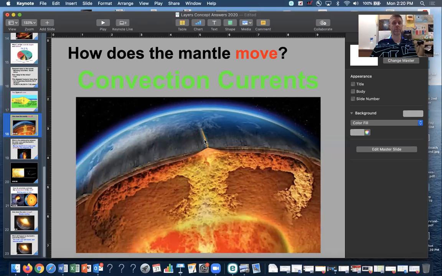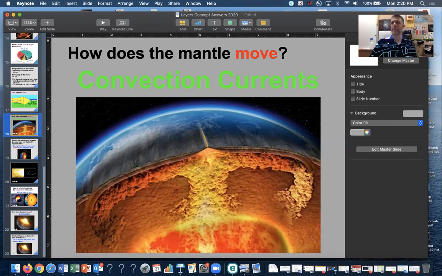So convection currents are very important, and it's the main force that moves tectonic plates and causes continents to move. So that's a big concept, is convection currents. Like I said, warm things rise, cool things sink, and that's all because of density.